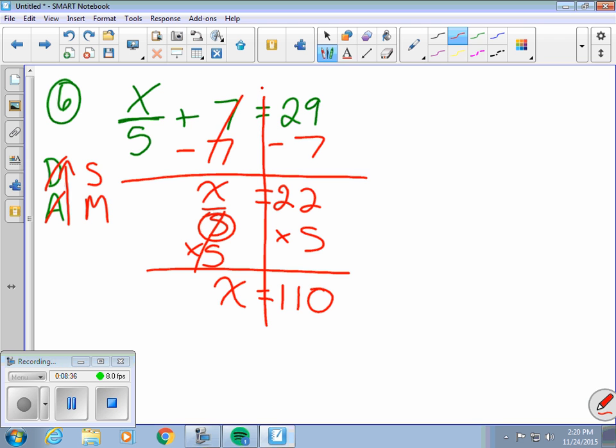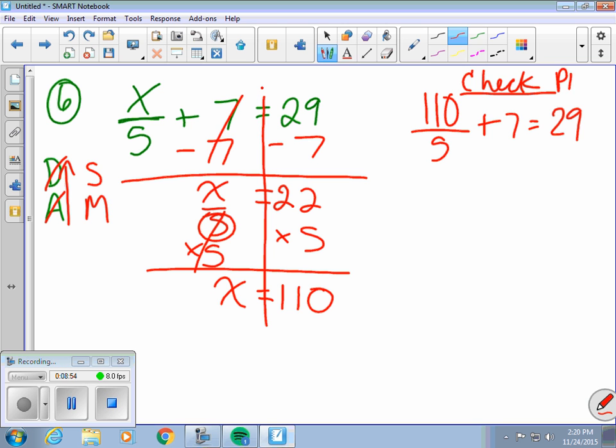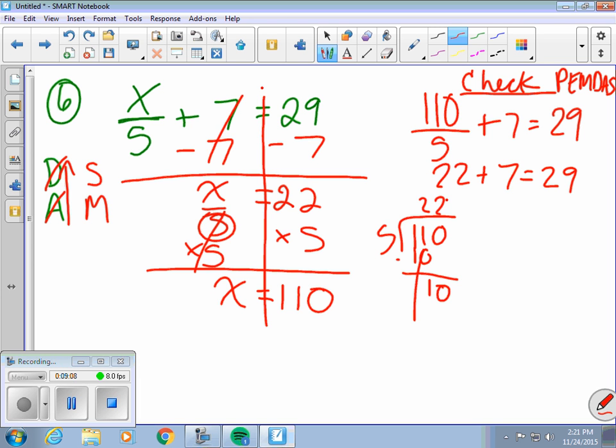I still need to check that my answer is correct. So I'm going to put in 110 over 5 plus 7 and see if that comes out to be 29. I first need to divide because I'm following the order of operations. When I check, I'm using PEMDAS. So 110 divided by 5 gives me 22. And 22 plus 7 is 29, which is the same as 29. That's the same on both sides, so my answer of 110 is correct.